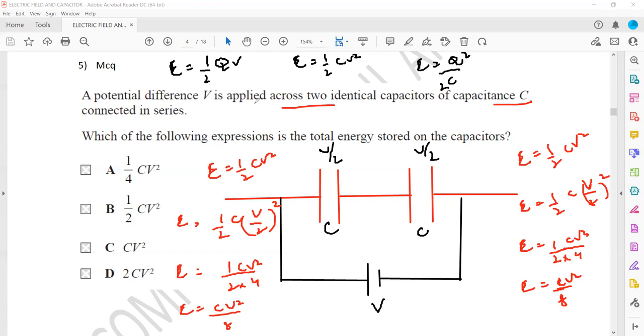But they did not ask for the energy of each, they asked for the total energy. So we have to add them: CV square by 8 plus CV square by 8. When we sum, with 8 as the LCM, it will be CV square by 4, or I can say 1 by 4 CV square. So option A will be the right answer. Is it clear? Question 5 was about the energy stored in the capacitor.